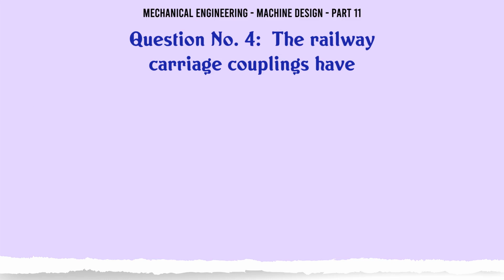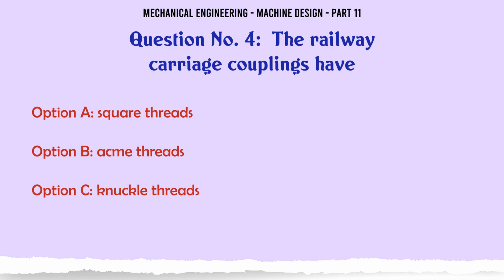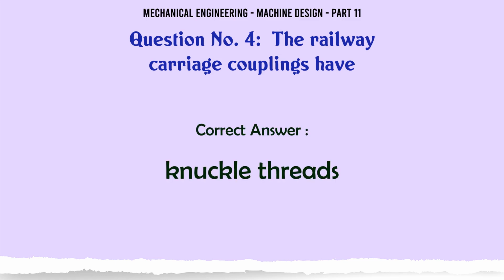The railway carriage couplings have A. Square threads. B. Acme threads. C. Knuckle threads. D. Buttress threads. The correct answer is knuckle threads.